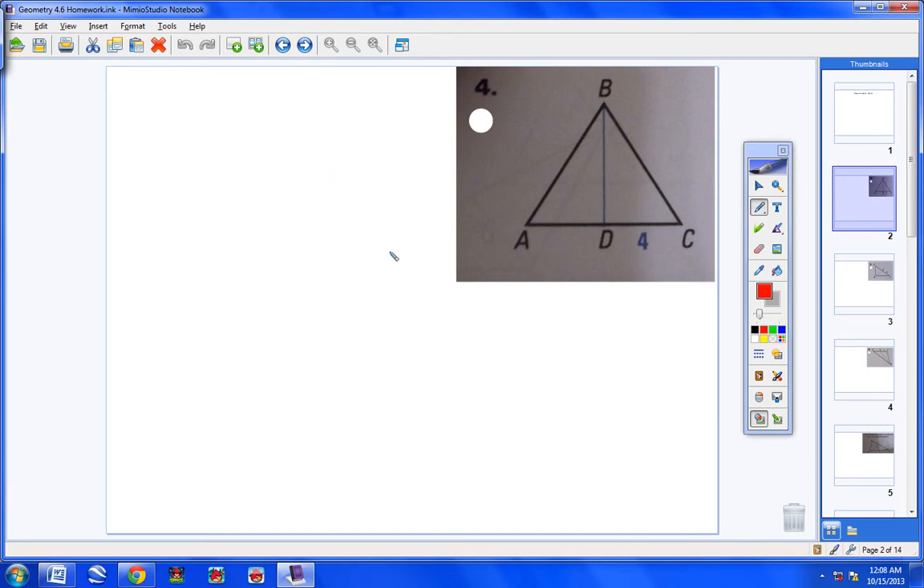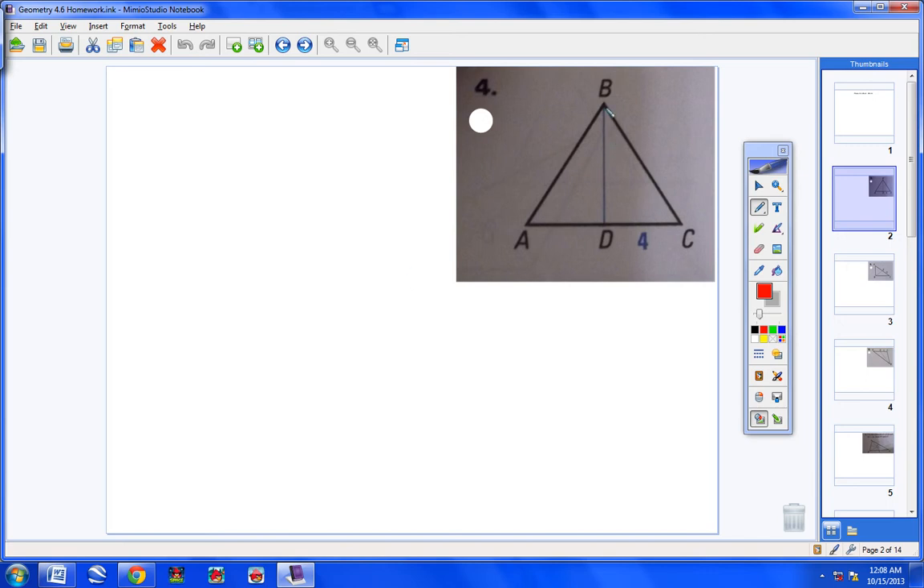Numbers 4, 5, and 6, if your books are open, you'll see this. So please have your books open, have your homework out, and please follow along. Numbers 4, 5, and 6 say BD is a median of triangle ABC. Find the length of AD. BD is a median.